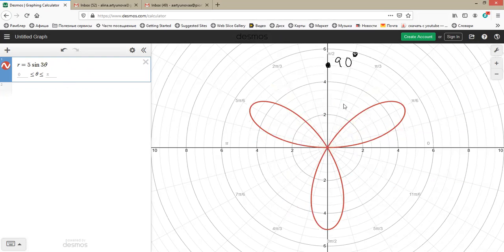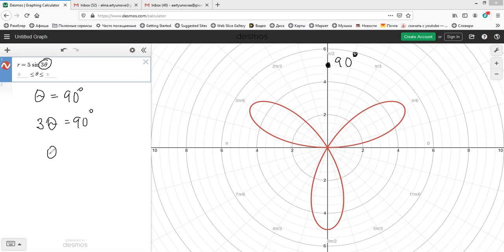So something to do with where sine is at maximum. For example, if I'm going to solve for 3 theta, I know that if it's just theta, theta has to be at maximum at 90 degrees. Well, 3 theta equals 90, theta equals 30, and 30 equals pi over 6. There you go. That's where it is.